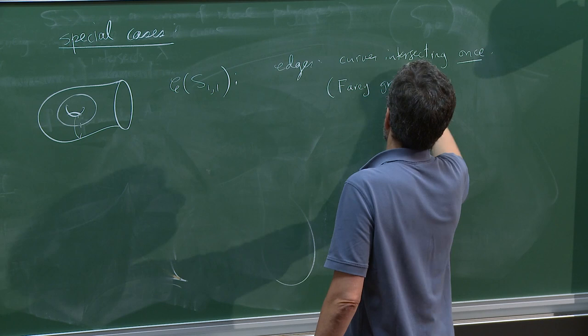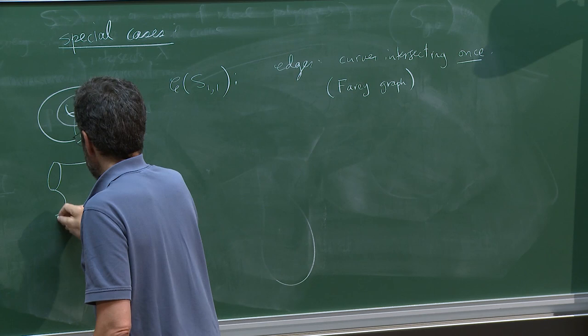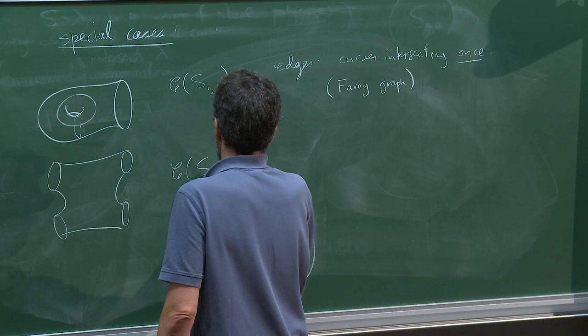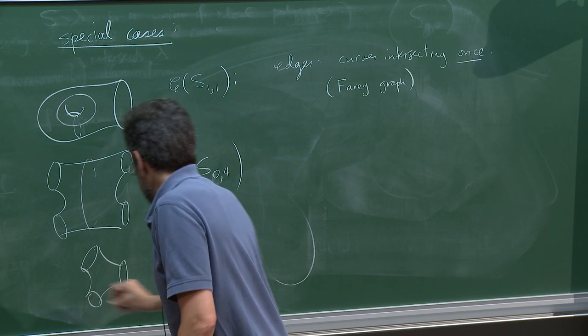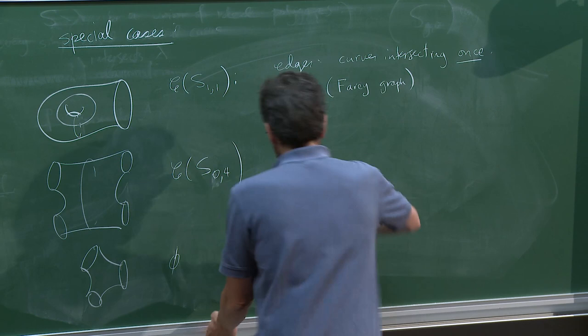Another one with the same problem is the four-hole sphere. I will leave it up to you to think what to do, but you see that if you draw one curve, then there's no room for another one, the same issue. There's also the three-hole sphere, and actually here it is just the empty set. There's nothing in here. We're just going to stay with nothing. And then one last one is the annulus, the two-hole sphere.